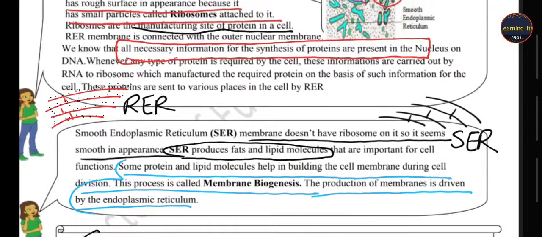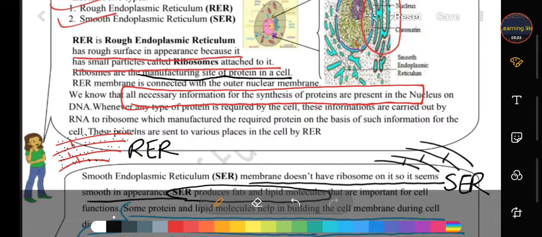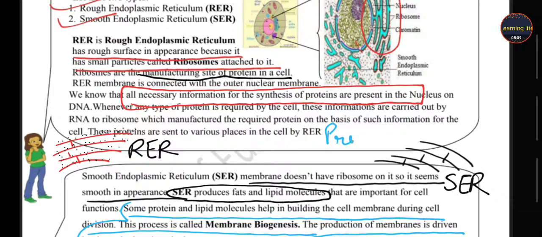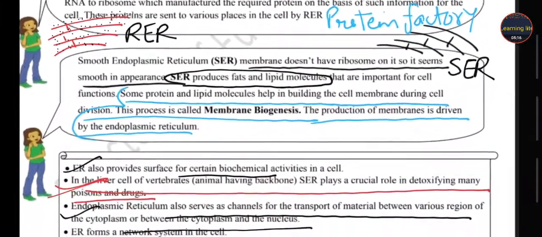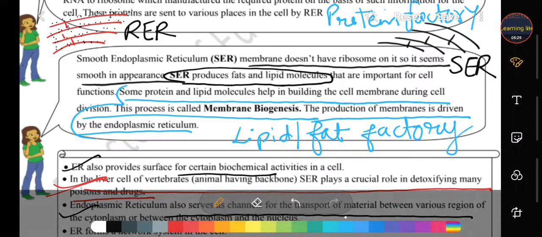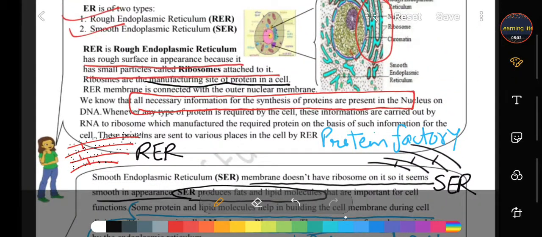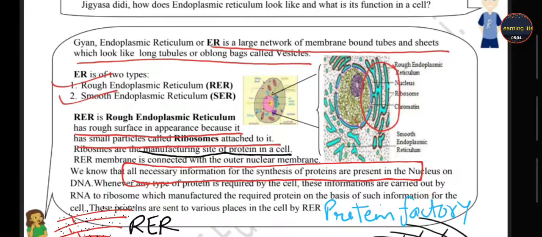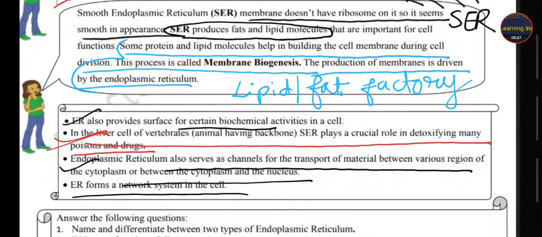So we can add one more point here. Rough endoplasmic reticulum is called the protein factory. And smooth endoplasmic reticulum is known as the lipid factory, lipid or fat factory. So here you got 4 differences between SER and RER. Okay, and what are the 2 types of endoplasmic reticulum? Rough and smooth. So let's move to its exercise.